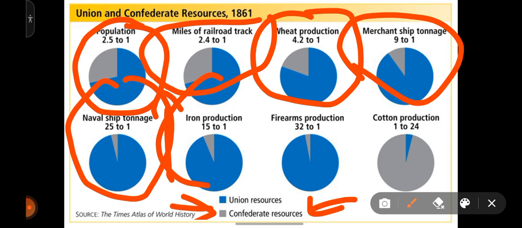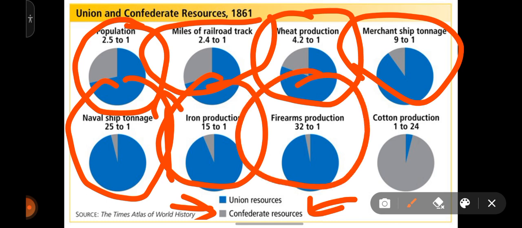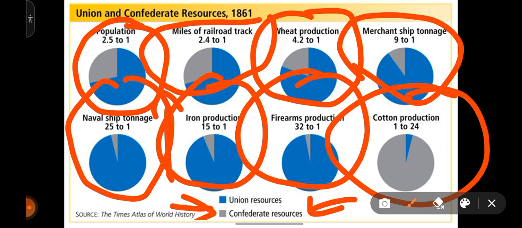Iron production, of course, iron is used in many firearms, tanks, etc. So it was 15 to 1. Whereas firearm production was 32 times more than Confederate resources. And of course, the only thing in which the Confederate states were strong was cotton production. It was 1 to 24. But of course, that does not make a lot of difference when it comes to propagating war.